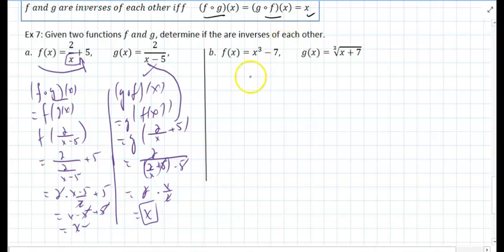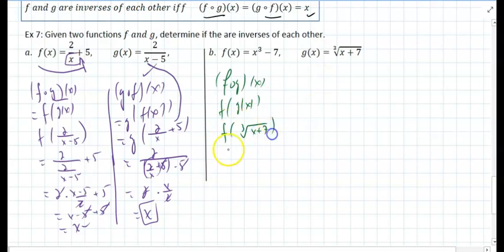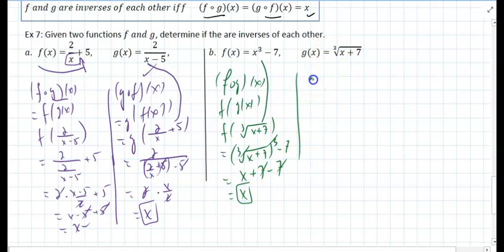Same deal here. If I take f composite g of x, that is f of g of x. Again, for practice, that is cube root of x plus 7. Plug that in there. Cube root of x plus 7 cubed minus 7. Those cancel out. And g composite f of x. So you have to show both. If you chose to take this path, you have to show both ways.